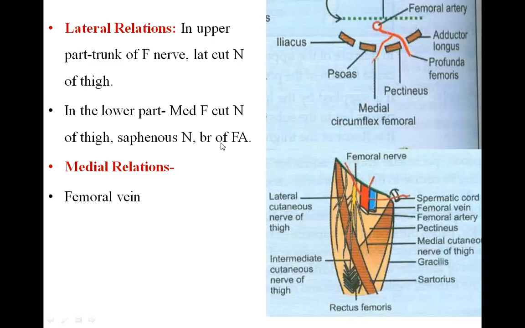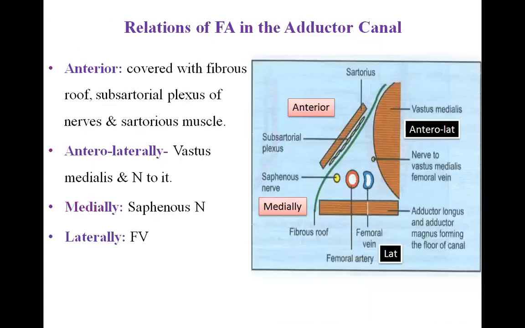Lateral relations. In the upper part, trunk of the femoral nerve. Laterally, there is a femoral nerve in the upper part and the lateral cutaneous nerve of the thigh. Here is the femoral artery. Lateral to that, in the upper part, there is a trunk of the femoral nerve and the lateral cutaneous nerve of the thigh. In the lower part, there is medial femoral cutaneous nerve of the thigh, saphenous nerve, and branches of the femoral artery. Medially, there is femoral vein. So, by the diagram, you can nicely appreciate all these relations and you can remember.